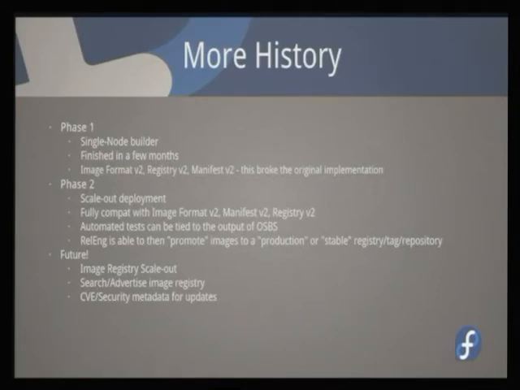So phase 1 was the single node builder, and this was finished last November. And I don't mean like 3 months ago November, I mean a year ago November. And it went pretty well. It went pretty quickly. Things worked. However, then image format v2, registry v2, and manifest v2 happened, and this broke the original implementation. And the reason for that is because fundamental components of the API or the specification for the image changed, and they changed in non-backwards compatible ways.